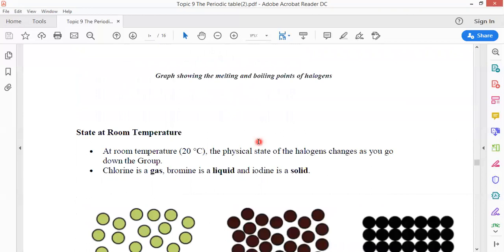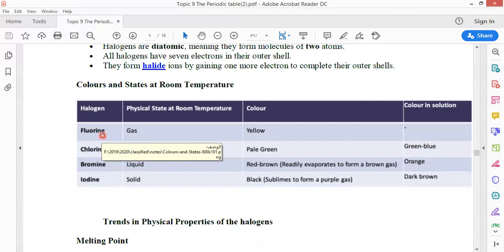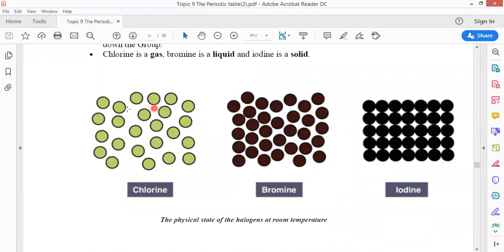State at room temperature. As we see here, fluorine is a gas. Chlorine is a gas. Bromine is a liquid. Iodine is a solid. As you see here, this is chlorine. It's a gas.